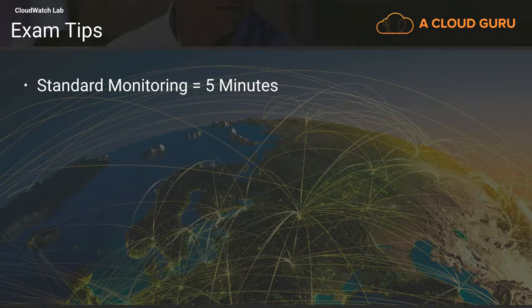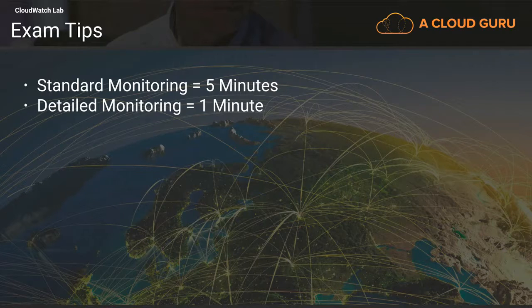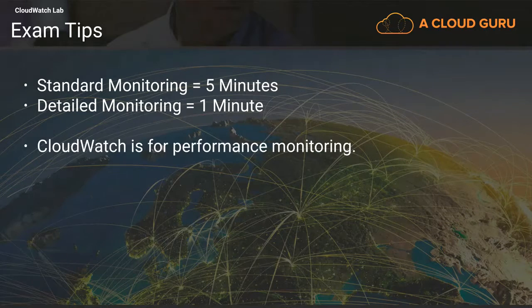Moving on to monitoring. By default, you've got standard monitoring, which is every 5 minutes. If you want more refined monitoring, you've got detailed monitoring. It will be every 1 minute. That will cost you a little bit extra though. CloudWatch is used for performance monitoring, so things like CPU utilization, network throughput, disk utilization, etc.